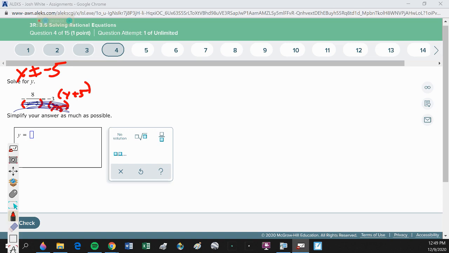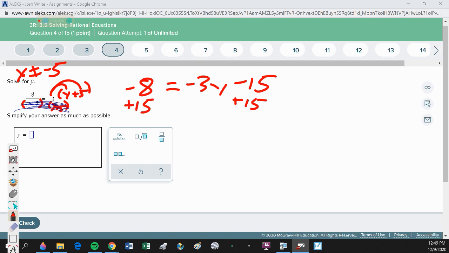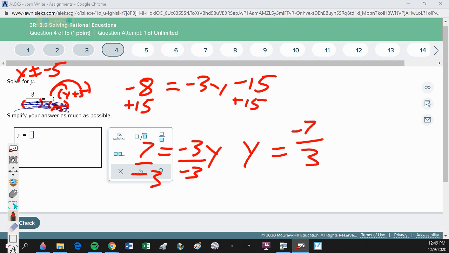And the numerators are negative 8, negative 3y, and negative 15. Now I solve, add 15, and I get 7 equals negative 3y. Divide by negative 3. Y is negative 7 over 3. Is that number okay? Well, I look at this statement. Every number except negative 5 will work. So we're good.